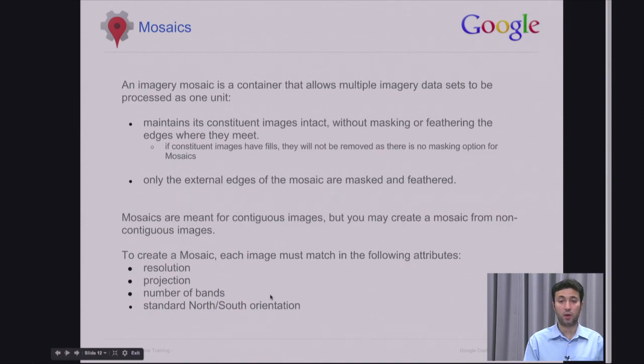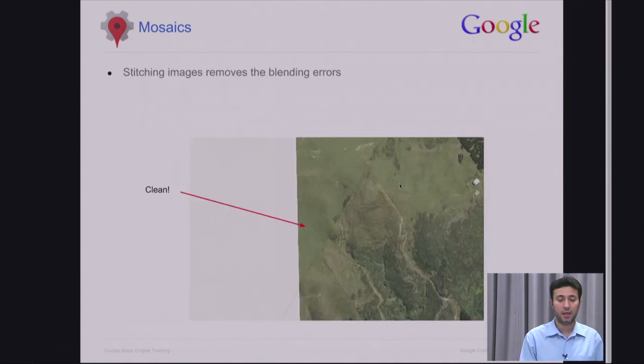So you want to make sure that whenever you create a mosaic, each of the individual constituent images that are to be part of the mosaic match in all these properties with each other. And so adding them to a mosaic will give you a much better output compared to adding them to an image layer directly.